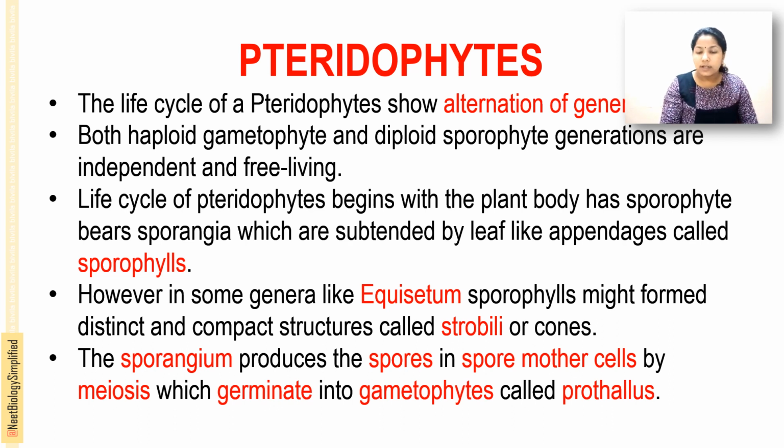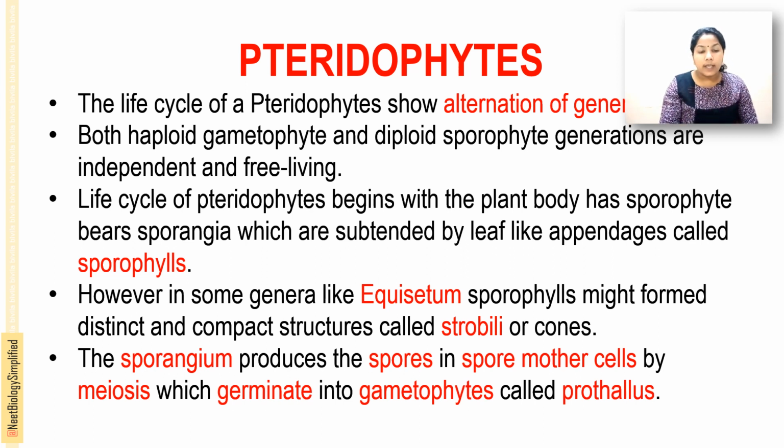However, in some genera like Equisetum, as I told you in the initial slides, the sporangia are present on stalk-like structures called strobili or cones. That is an exception: in Equisetum, the sporophylls form distinct and compact structures called strobili. Instead of leaf-like appendages, the sporophyll is a structure called a strobilus or cone. On the sporophyll there are sporangia.